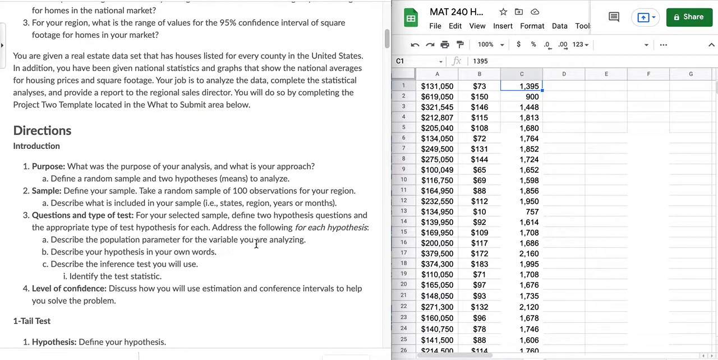Describe the population parameter which you're analyzing. Remember, that's the population number. Is it a proportion? Is it like a percentage as a decimal number, or is it a mean that you're trying to analyze with these numbers? Okay. Describe your hypothesis in your own words. That's just using common language.